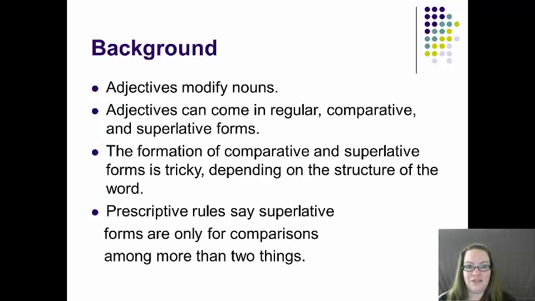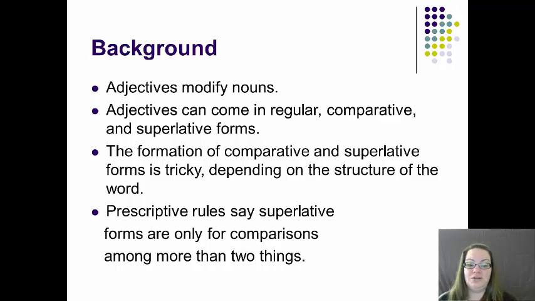So adjectives, they modify nouns. Modify means to give some information about. Adjectives can come in regular, comparative, and superlative forms. The formation of the comparative and the superlative is a little bit tricky depending on the structure of the word.